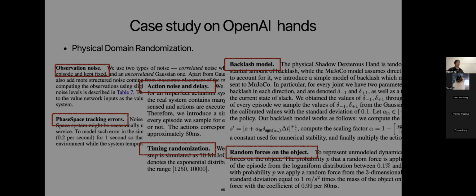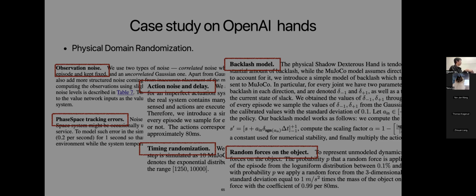In this case, a natural idea to extend domain randomization is to add a lot of observation noise, like on the joint positions or object positions. And there are also action delays: when you send a command to your robot, it's not sent immediately. There is also some random delay, maybe 10 milliseconds or 20 milliseconds depending on the robot. It's also not a fixed number of milliseconds. So that's another thing.